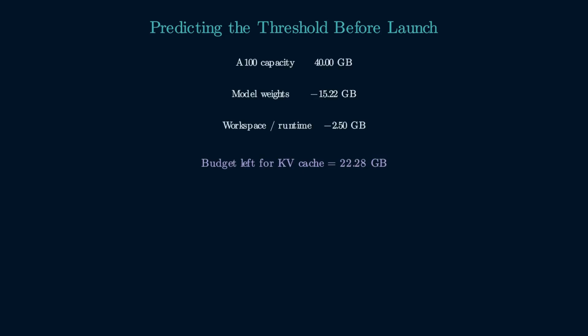You can predict where this breaks before you ever launch. Start from 40 gigabytes of capacity, subtract 15.22 for the weights and another 2.5 for workspace and runtime, and you're left with about 22.3 gigabytes of room for cache. Divide that by 1.88 per request, and the boundary sits at just under 12.